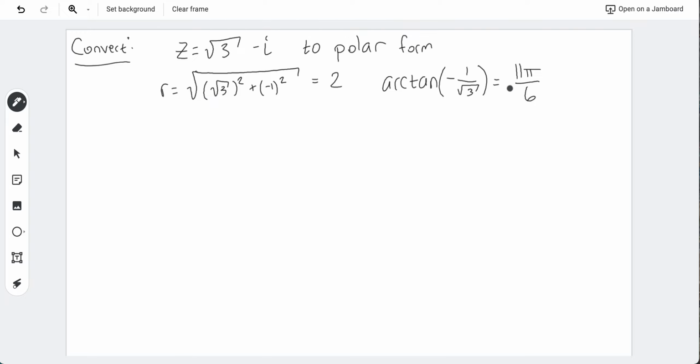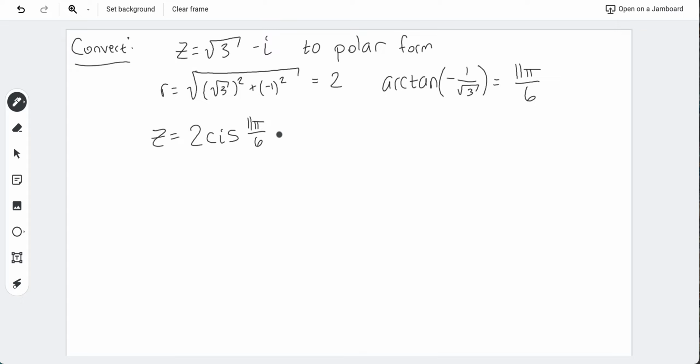So if you get something like pi over 6, let's say you did an inverse tangent, make sure that you move that into the correct quadrant by saying, well, I know it's supposed to be in quadrant 4, so I'll do 2 pi minus pi over 6 to get 11 pi over 6. Okay, and once you have this, then you can say that z is equal to 2 cis 11 pi over 6.